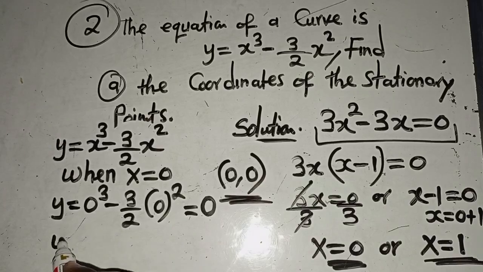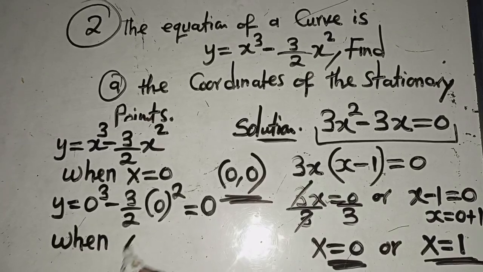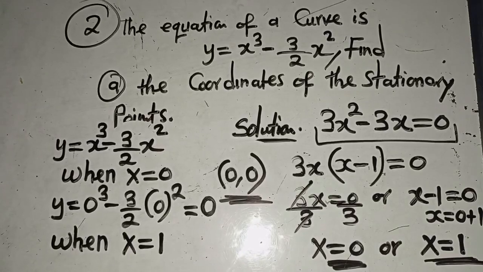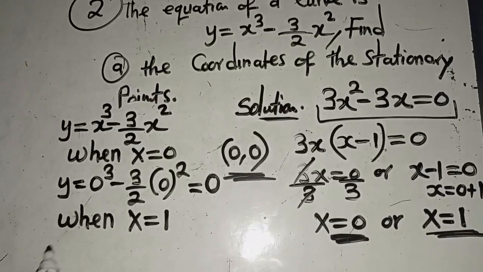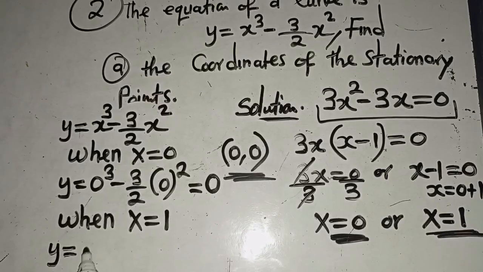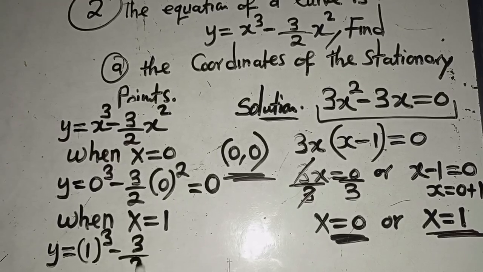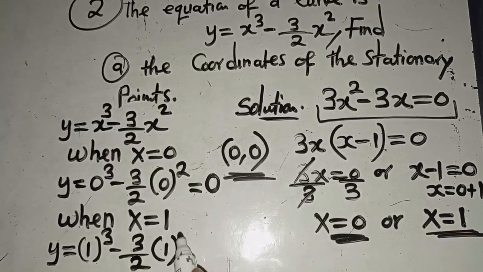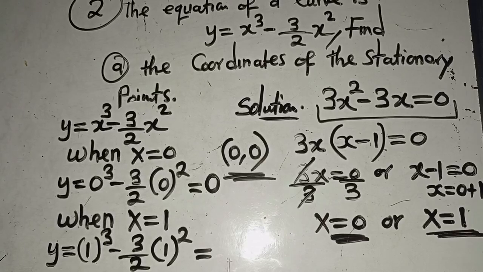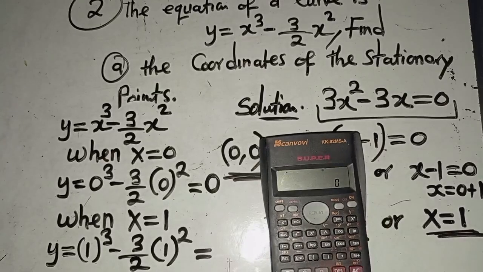Now, when x is 1, what is the answer? When x is 1, y is equal to 1 cubed minus 3 over 2 multiplied by 1 squared. What is the answer? You don't even need to panic. Such questions will always come in Mathematics Paper 2, where we are going to get our calculator.